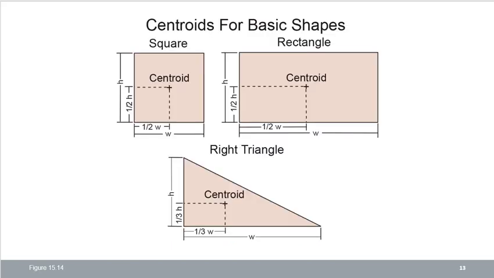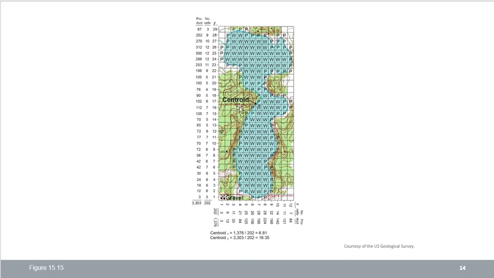Let's look at some of these centroids for some of the basic shapes that we use every day. So remember, the centroid would be the exact center of that shape. So here's the exact center of a square, the exact center of that rectangle, and also of the right triangle. In this image, you are also looking at the centroid. So the centroid is the exact location of the cell. So it's within that rectangle. This plus sign, right where my mouse is, is the centroid. It's the exact center cell.